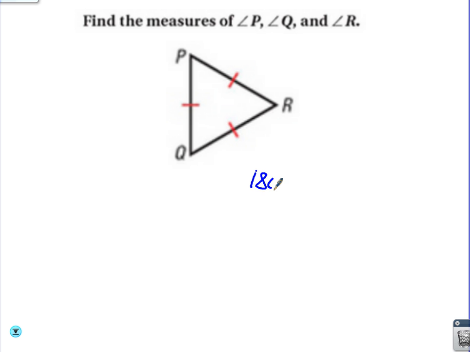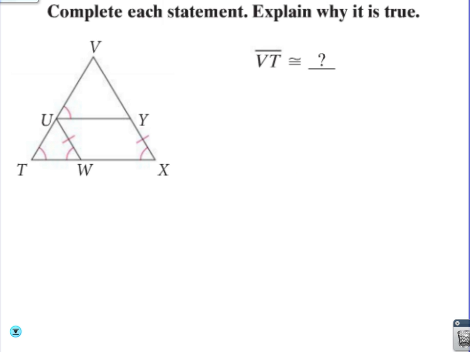They have to add up to 180, right? So if all three are the same, each of them must be 60 degrees, 60 degrees, and 60 degrees. Equilateral also means equiangular. Next problem, and this is kind of going back to what we did previous. It's kind of skipping all around.